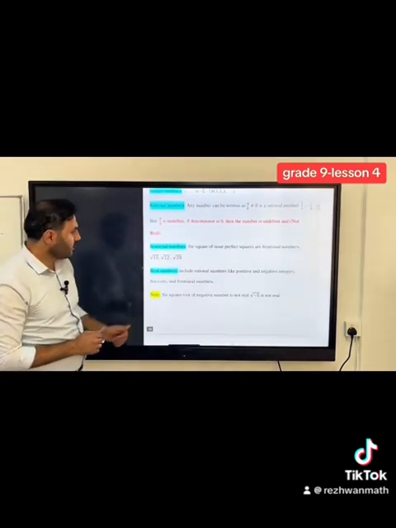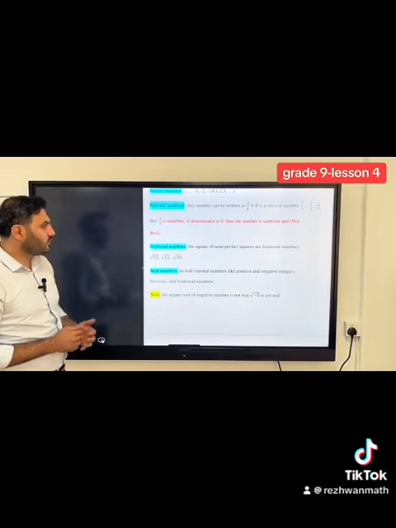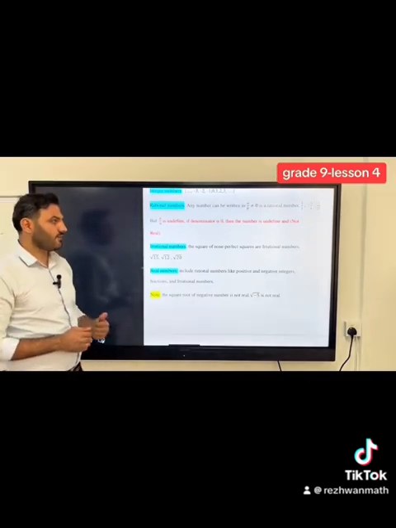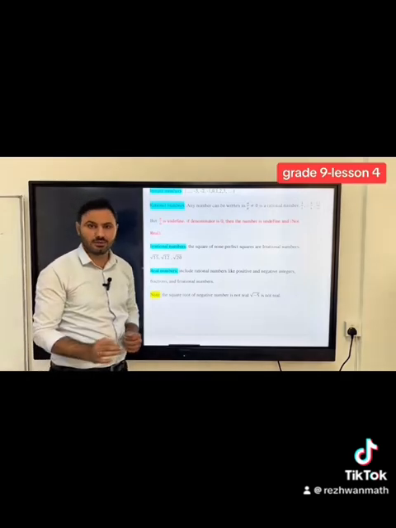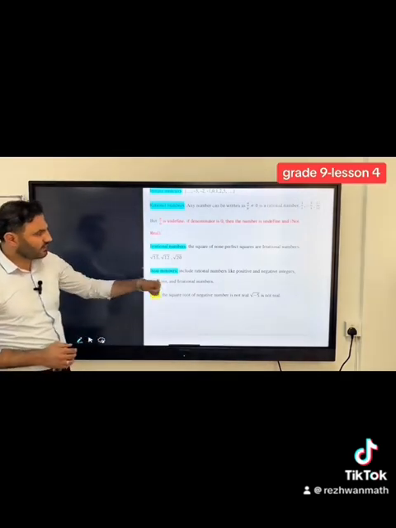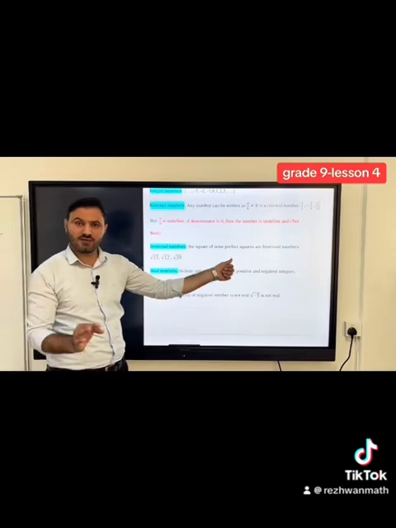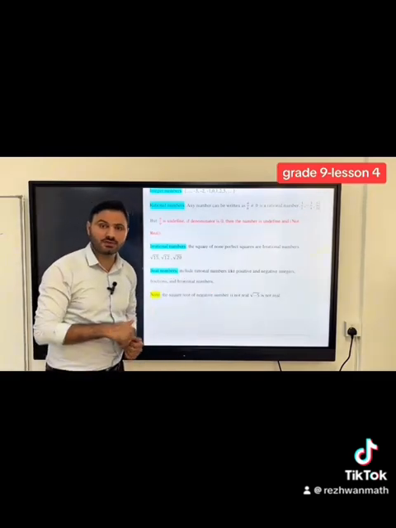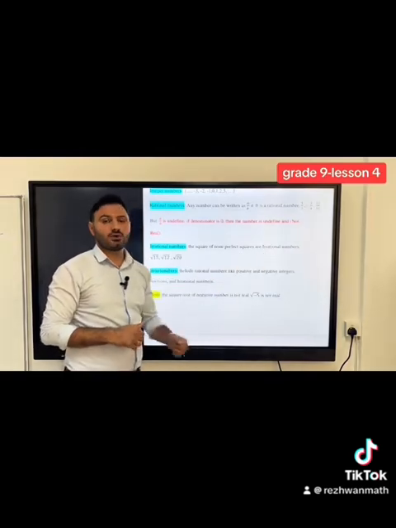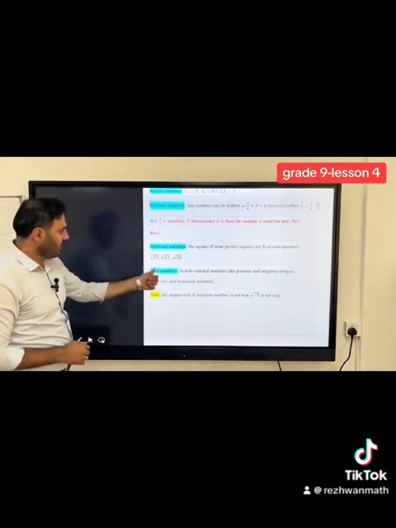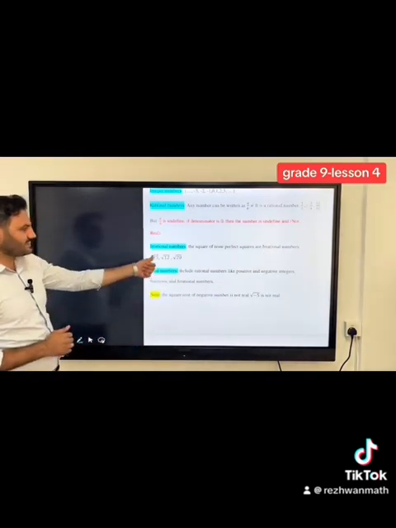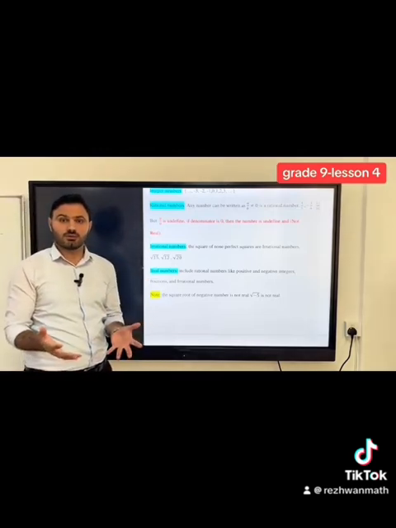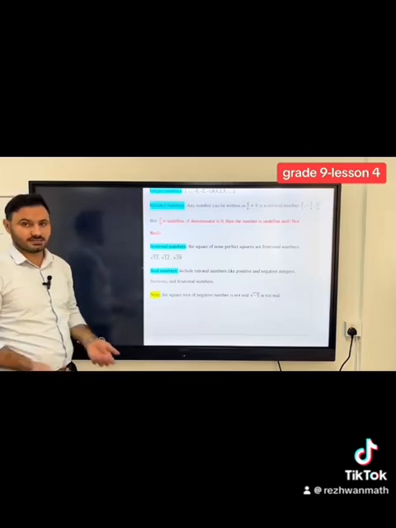And now we need to know what an irrational number is. The square root of a non-perfect square is an irrational number. I'll repeat it again: the square root of a non-perfect square. If we have the square root of a non-perfect square, we can say it's an irrational number. Now, look at the square root of 15, because 15 is not a perfect square. Why is 15 not a perfect square?